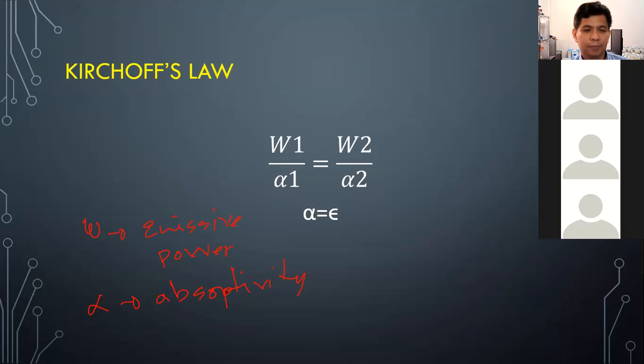So, for example, for a black body, its emissive power divided by its absorptivity is always WB, because the absorptivity of a black body is 1. Okay? So anyway, just remember that.